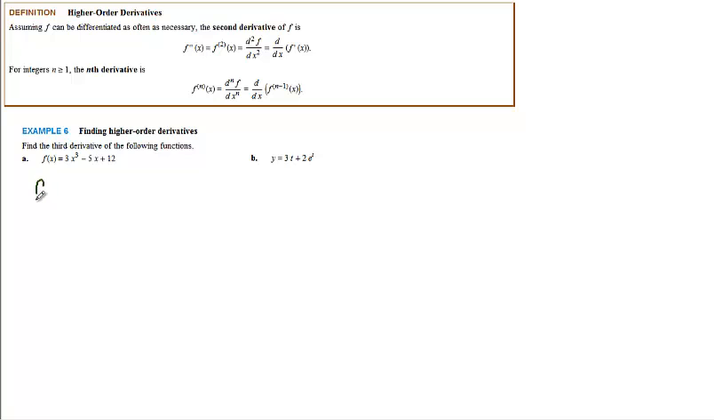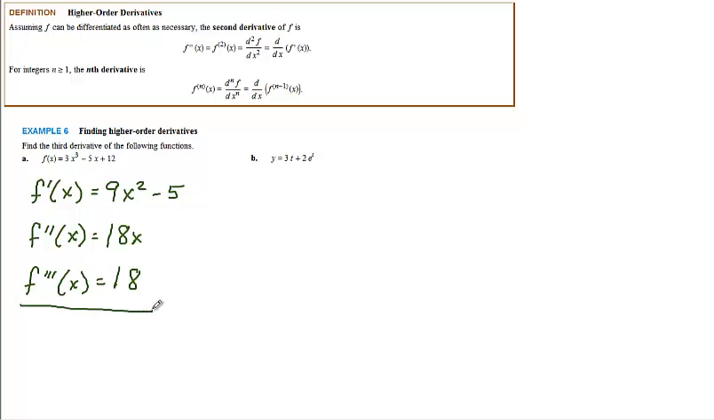If I want the third derivative, f prime, so this is the first derivative, is, using my power drop rule, 3 times 3 is 9, x squared minus 5, the constant term drops. F double prime, or the second derivative, is take the derivative again, power drop rule, that would be 18x, and the constant drops. The third derivative is 18. There's the answer to the A part.